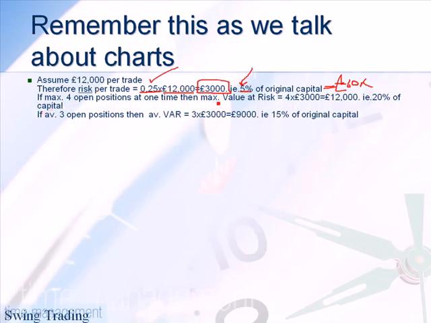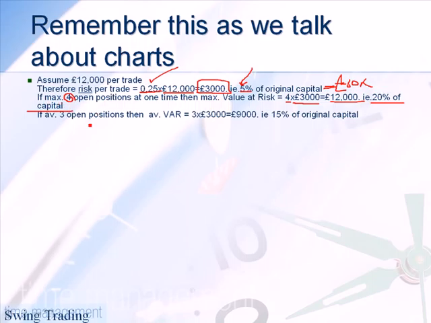You can see how you can fiddle around with these figures so you get good set. Now let's say you had a maximum of 4 open positions at any one time. Then the maximum value at risk is 4 positions, £3,000 losses on all of them, let's say. That equals £12,000, 20% of your capital.